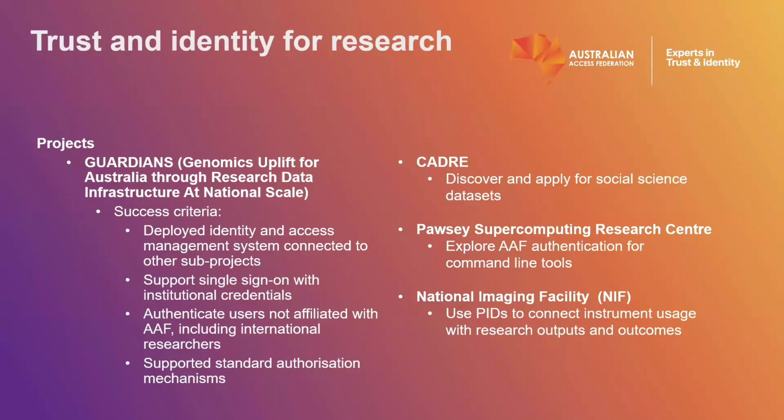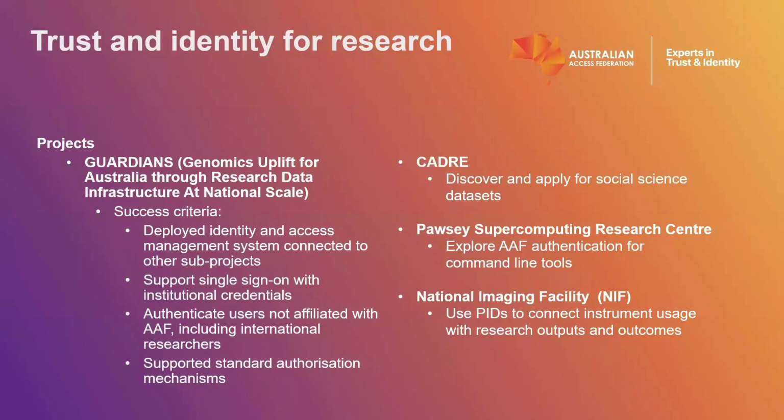Some of the projects that we're involved in: we've got the Guardians, which is the genomics uplift for Australia through research and data infrastructure at national scale. It has some success criteria: deployed identity and access management systems connected to other sub-projects, support single sign-on with institutional credentials, and authenticate users not affiliated with the AAF, including international researchers. That's a very challenging piece: how do we bring non-AAF users into these infrastructures? There are a lot of commercial players in this space, and a lot of government players who aren't part of the AAF. How do we get them to participate in these research initiatives without being part of the AAF? There's a lot of work that we're doing in that space. Support standards authorisation mechanisms.